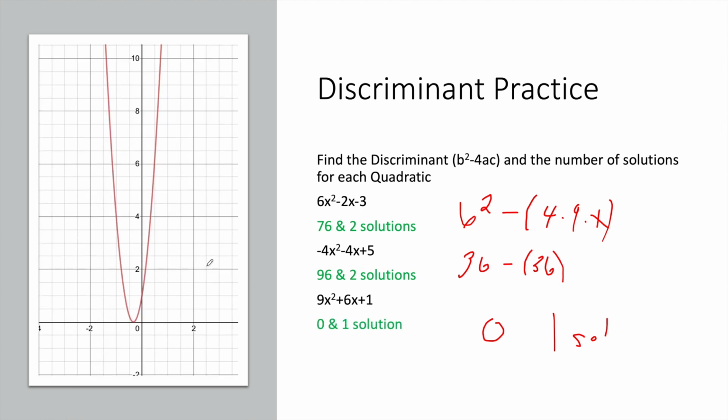I pulled up a graph of this last one to show you what one solution would look like. One solution is when the vertex is touching our x-axis right here. So as you can see, for this graphed equation, we would have a solution at the vertex. So if you have a quadratic equation and you do the discriminant and find we have one solution, you know that our vertex is touching the x-axis, or that our vertex is that solution.